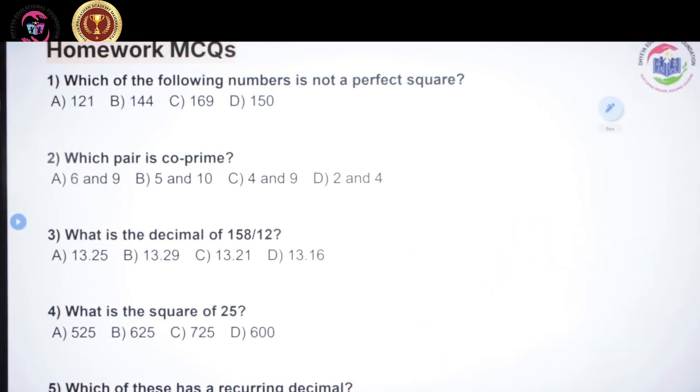This is the homework for you. Take a screenshot of this and complete your homework.